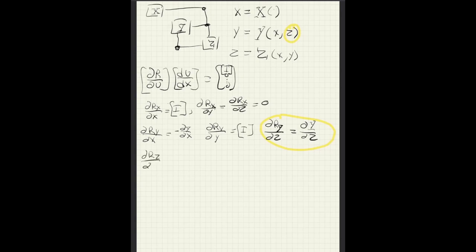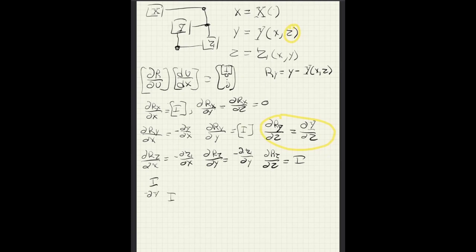Drz dx equals minus dz dx, drz dy equals minus dz dy, and drz dz equals identity. And if you remember, these negative signs and these identities come from the form of the equation. For example, you'll note that ry is going to equal y minus the y function times x and z. And so when we assemble all of this into the unified derivatives equations, it looks like this.